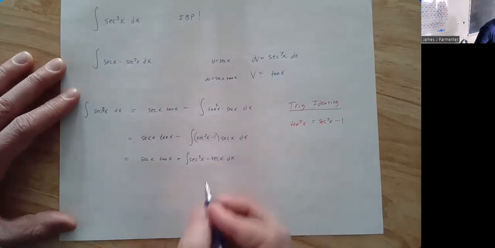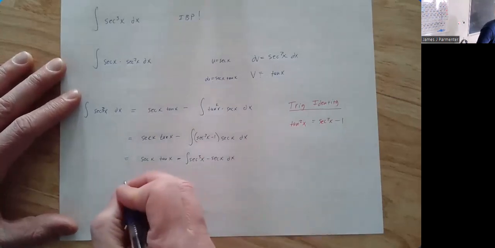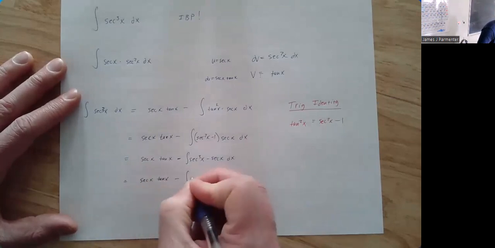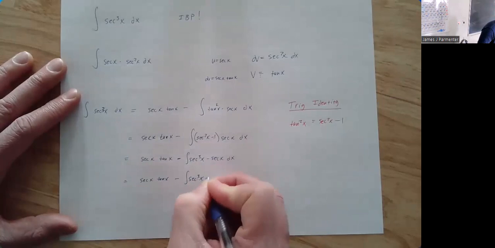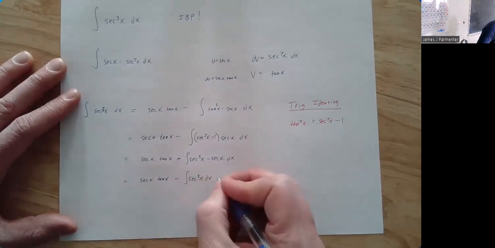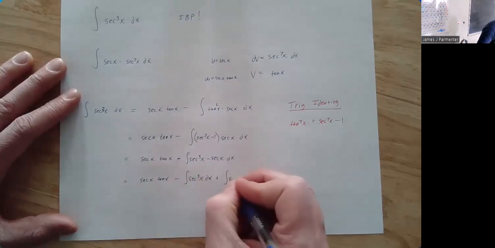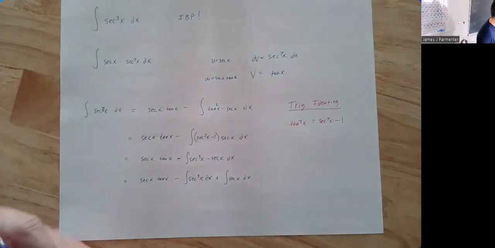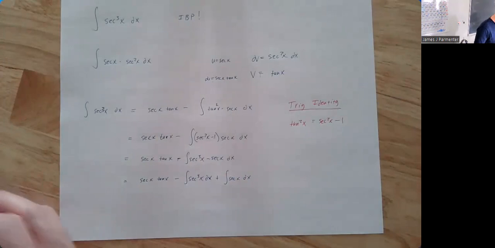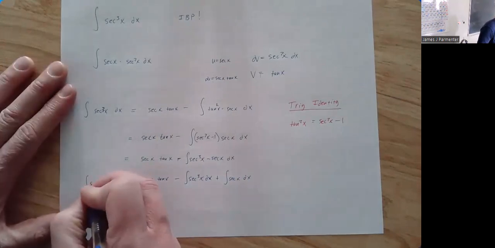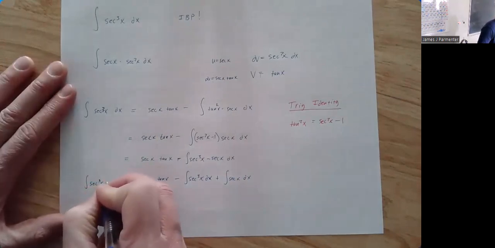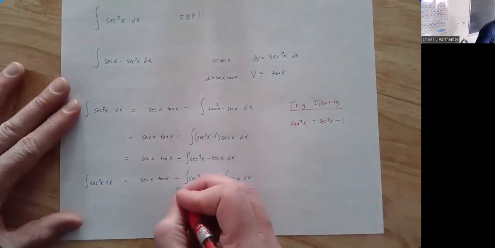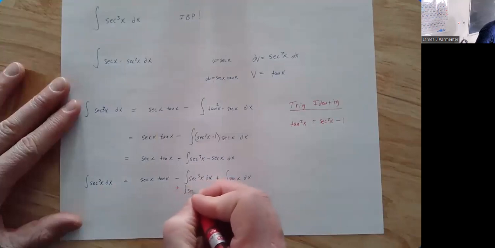I'm going to break this up into two integrals. So write this as secant x tangent x minus the integral of secant cubed x dx minus a minus, which is plus the integral of secant x dx. Hey, wait, the integral I wanted showed up again. I was trying to find the integral of secant cubed x. So what I'm going to do is two things at once. I'm going to add this integral to both sides.